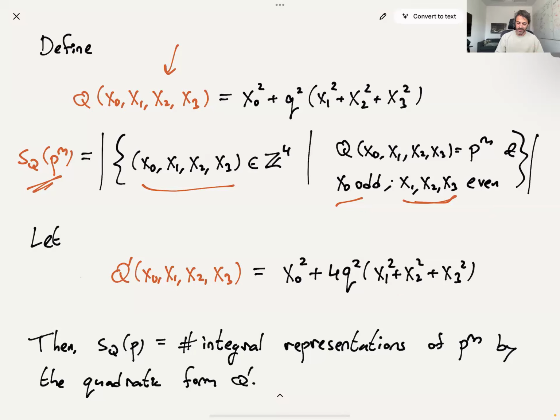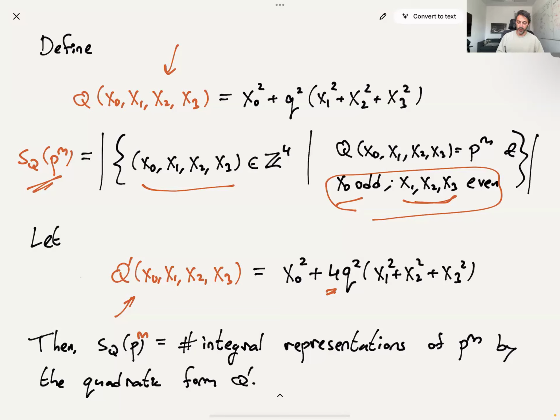So what I'm saying is that if you're going to consider this Q prime, which is similar to the Q above, but it just has this coefficient of 4 before the Q squared, then SQ of P to the M, sorry, there is a typo here, is the number of integral representations of P to the M by the quadratic form Q prime. Right, so these conditions are met, kind of immediately, because of this factor of 4 that you have there.